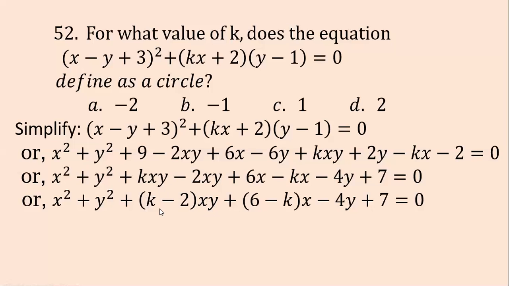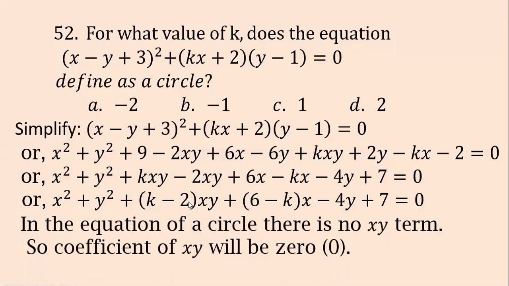For this, the coefficient must be 0. It is k minus 2 that will be 0. Coefficient of xy, so k minus 2 is equal to 0. It gives k is equal to 2. So if we put k is equal to 2, then the xy term vanishes. Thereby we get the equation in the form x square plus y square plus 4x minus 4y plus 7. So this is the condition, that is k is equal to 2, that is, the coefficient of xy must be 0.